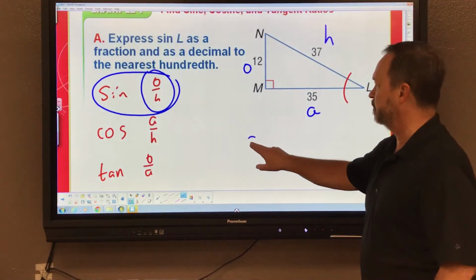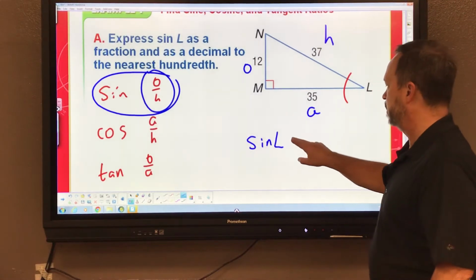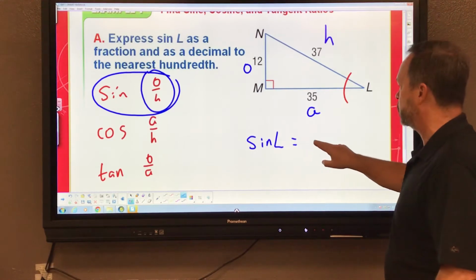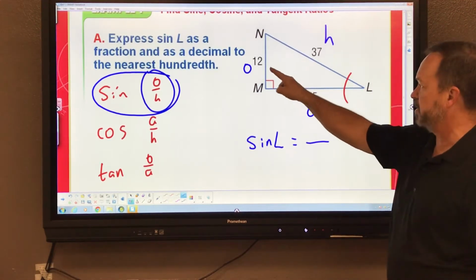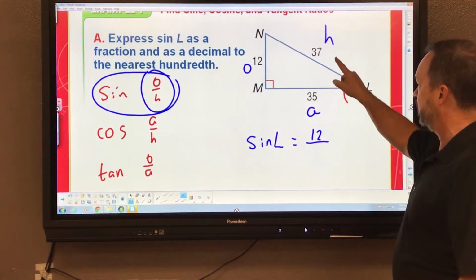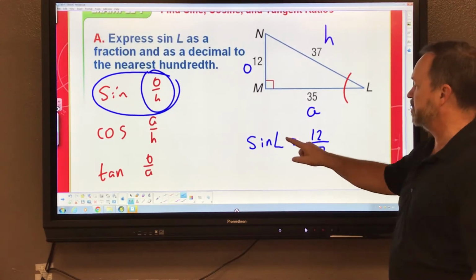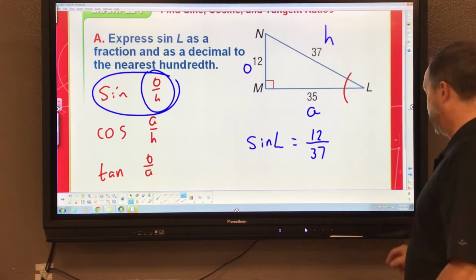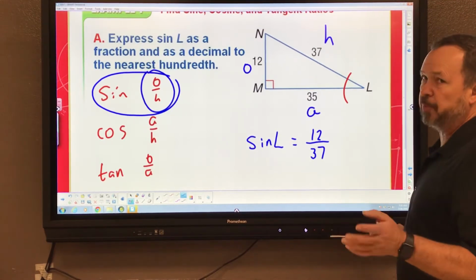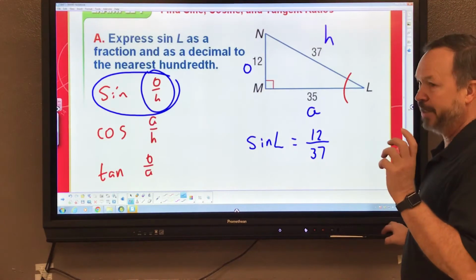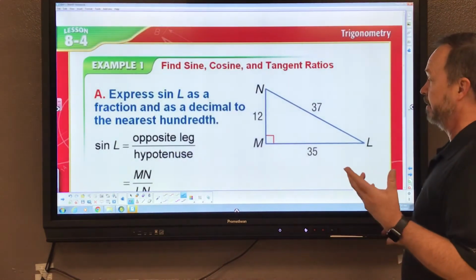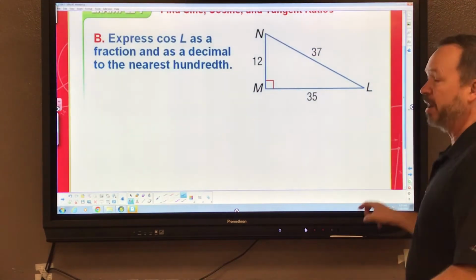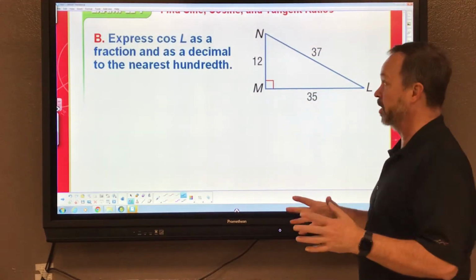So the sine of L is opposite divided by hypotenuse. For us, opposite is 12, hypotenuse is 37. And that is the sine of that angle. That's how you do it. That's how it works. Now, it's a super powerful thing. We're just beginning to peek in the window at how this would work. You could take a whole class in trigonometry, literally.